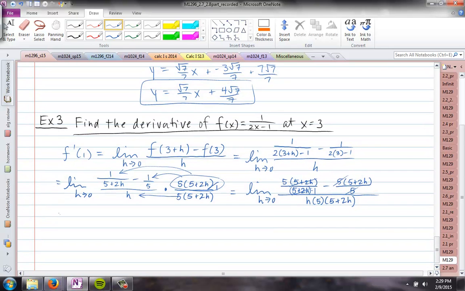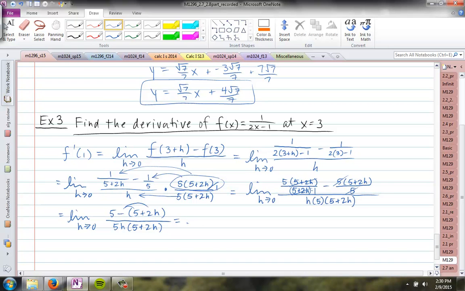What do we have now? We got rid of the fractions on top, and we have 5 minus parentheses 5 plus 2h, and then leave the bottom in factored form. Notice that when you distribute the minus, good things are going to happen. We take 5 minus 5 and we get 0, and then we're just going to be left with the negative 2h, which has a factor of h. If that doesn't happen, you made a mistake.